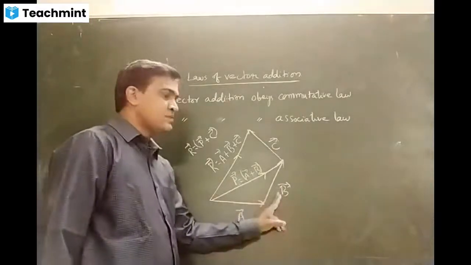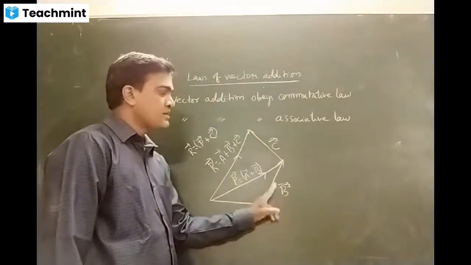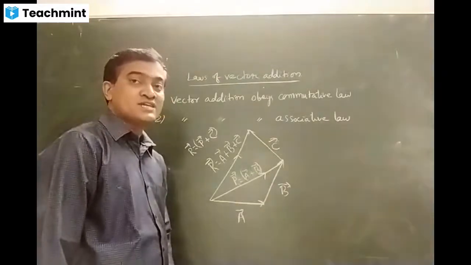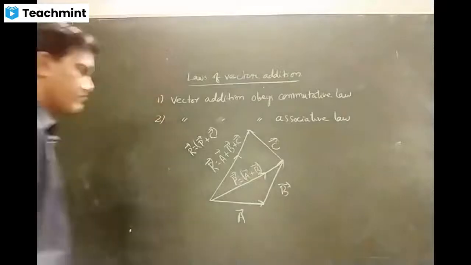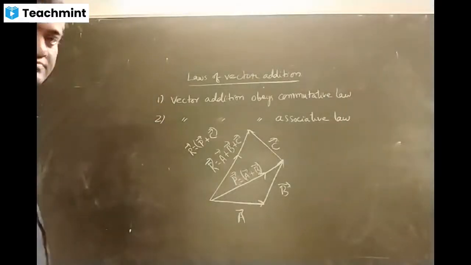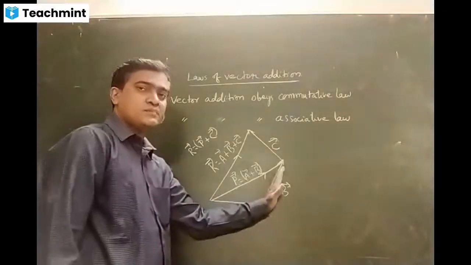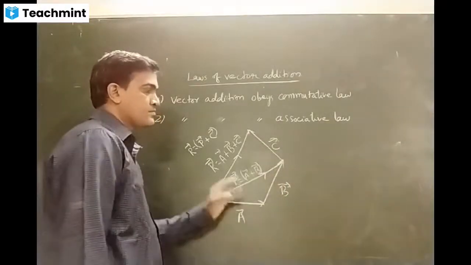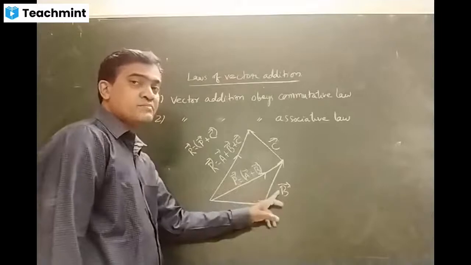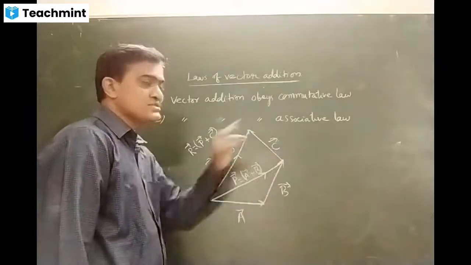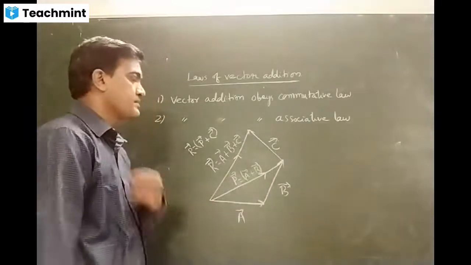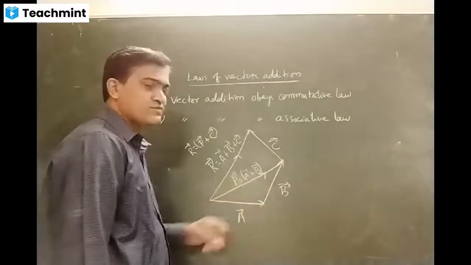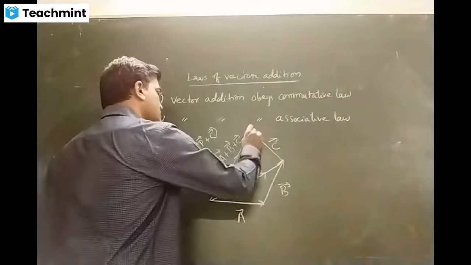Right? Now, let me draw another way. What if I take B bar as the first vector and C bar as the second vector? Then what is the resultant of these two? Tail of B bar to head of C bar. Yes, sir.